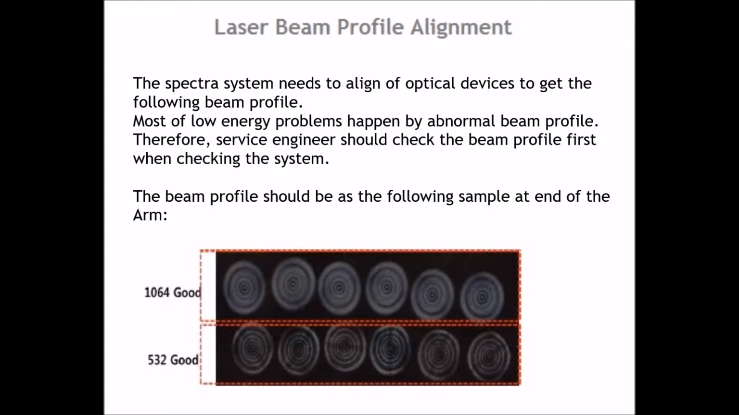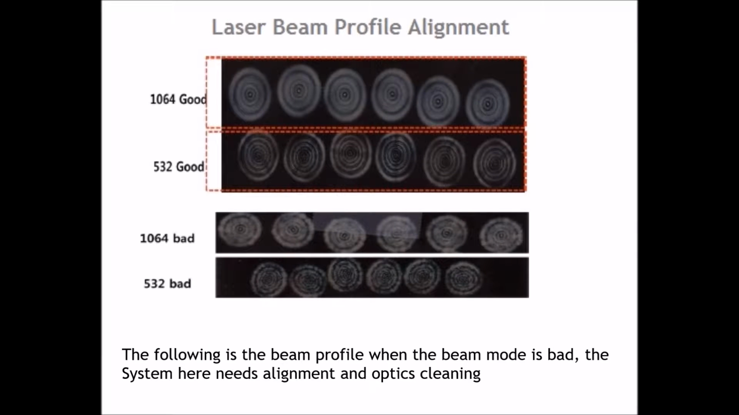The beam profile should be as the following sample at the end of the arm. The following is the beam profile when the beam mode is bad. The system here needs alignment and optics cleaning.